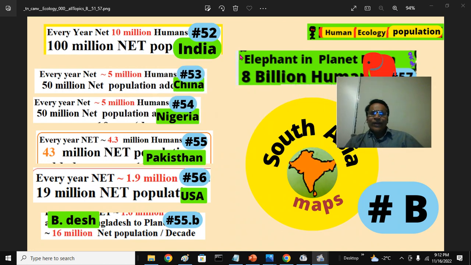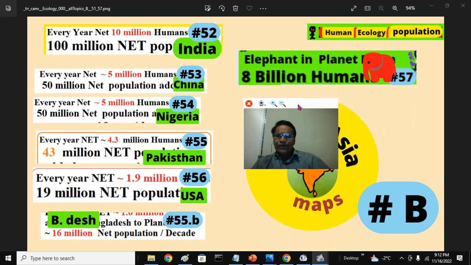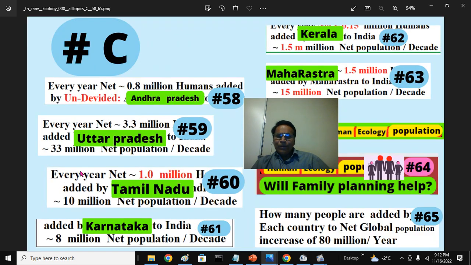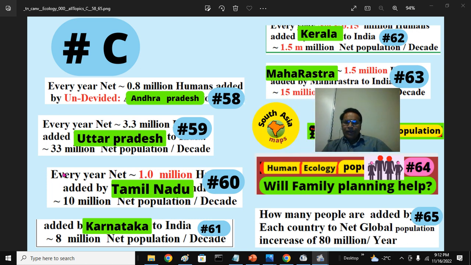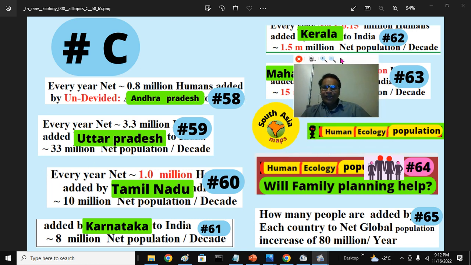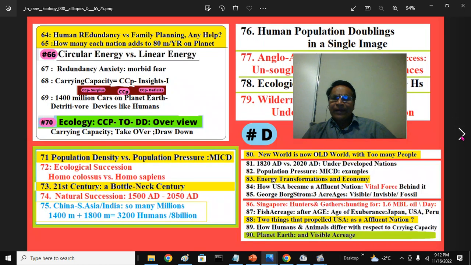And then we talked mostly about the population, important countries. There are 8 billion humans on the planet Earth. India contributes every decade, for 10 years, 100 million or so, and we looked at that. Some important Indian provinces, and what they contribute. Uttar Pradesh, United Province, contributes around 33 million or 35 million per year to India or planet Earth.